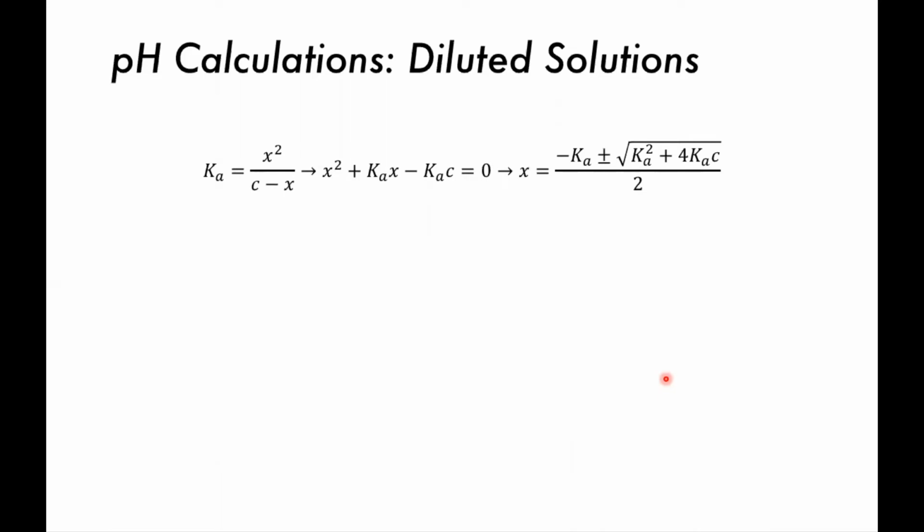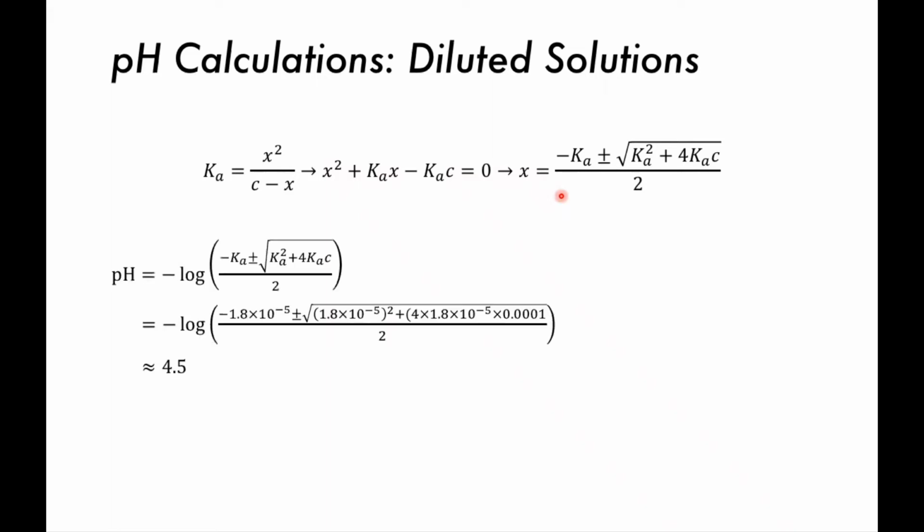So here is the quadratic equation for that. It's actually based entirely on the same things. So Ka is equal to X squared over C minus X. So we just rearrange that to make it equal to 0. We multiply through by C minus X and then rearrange it so that all of the terms are on one side. We make a quadratic equation where X squared plus KaX minus KaC is equal to 0. And so we can solve that using the quadratic equation, which gives X equal to minus Ka plus or minus the square root of Ka squared plus 4KaC, divided by 2.